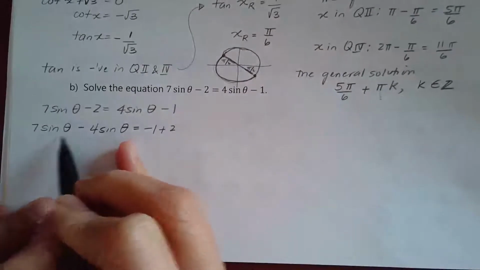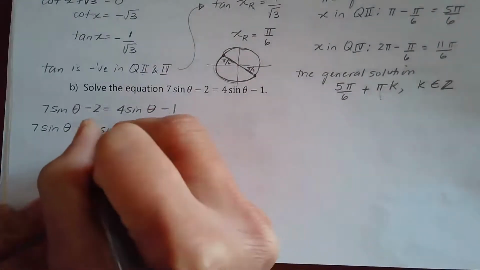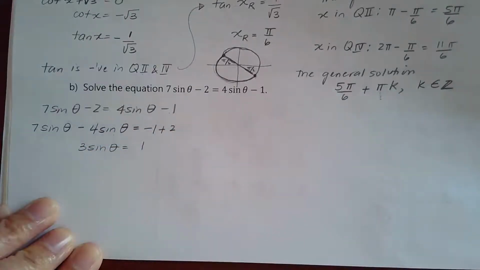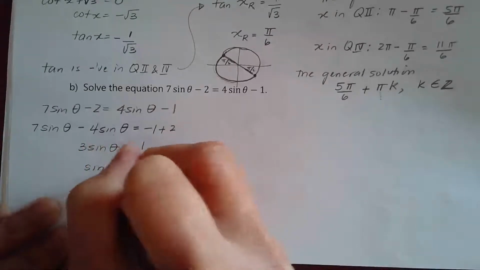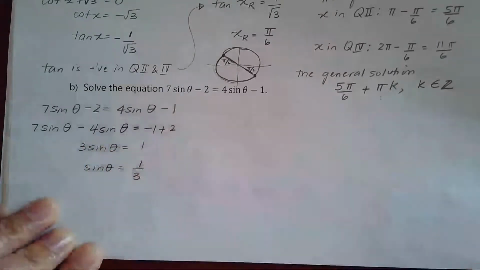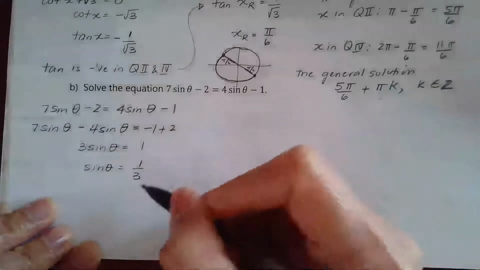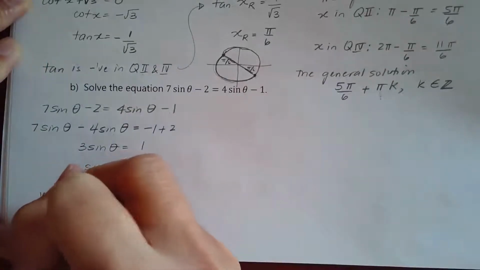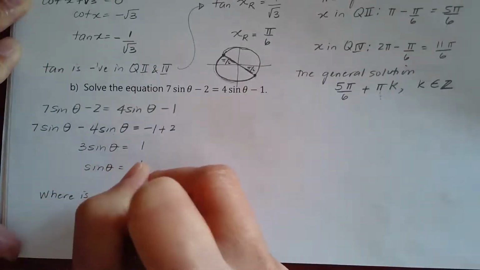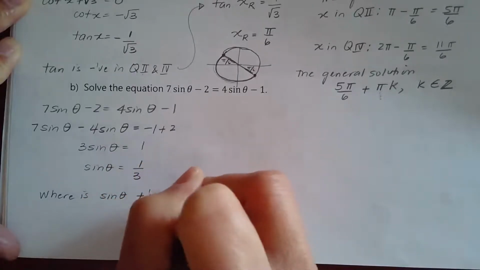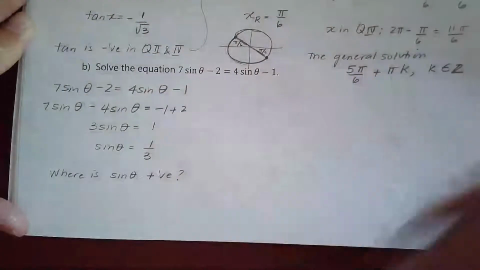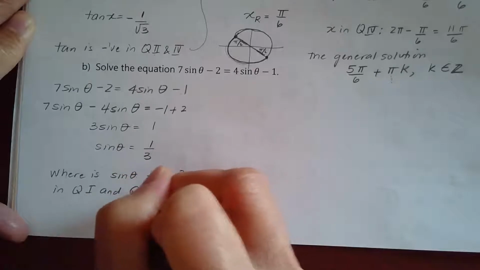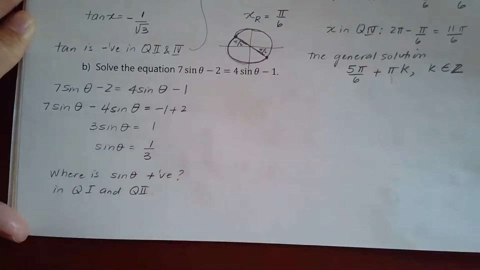We can clean that up. 7 sine theta minus 4 sine theta is 3 sine theta, which equals 1. So sine theta is going to be 1/3. Where is sine positive? Sine theta is positive in quadrants 1 and quadrant 2. So those are the two.